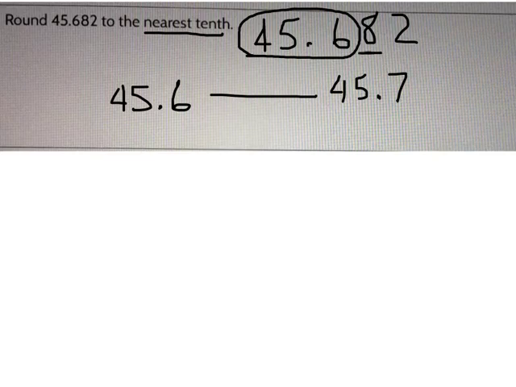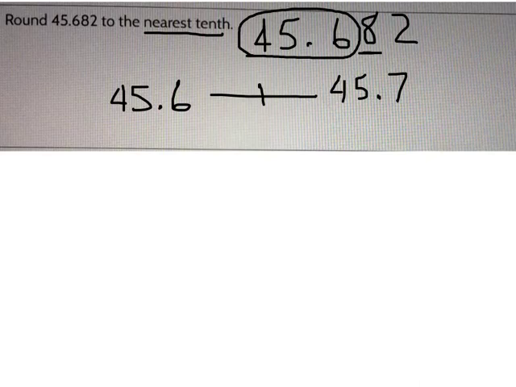The 8 in the hundredths place tells me which way to round. Remember, if that number is greater than 5, it's more than halfway up our number line, so it's closer to the larger number. That's why if it's 5 or more, we round up. If that number is less than 5, then it is less than halfway and closer to our smaller number. So if it's 4 or less, we round down.